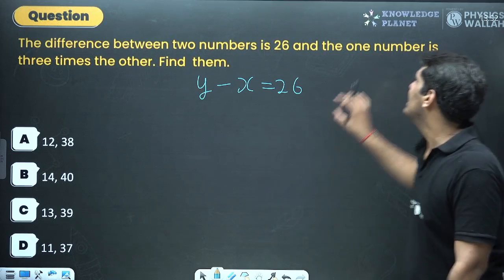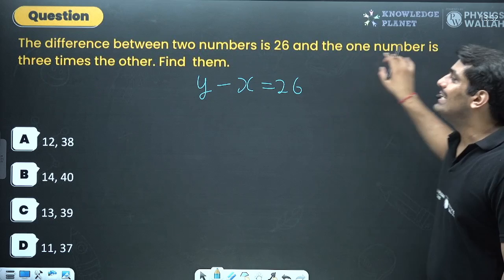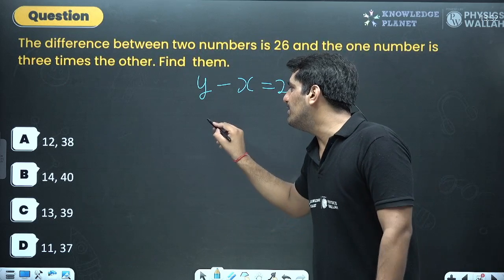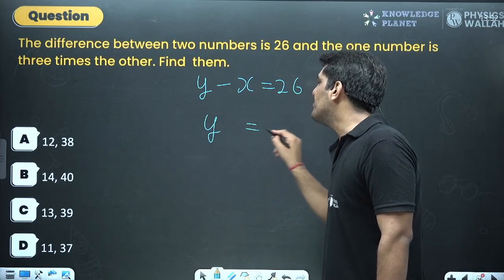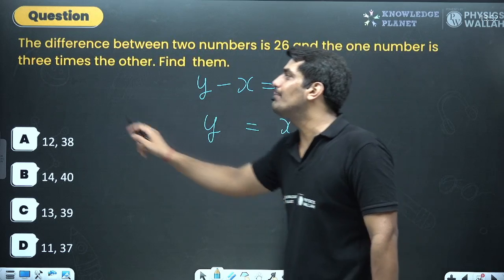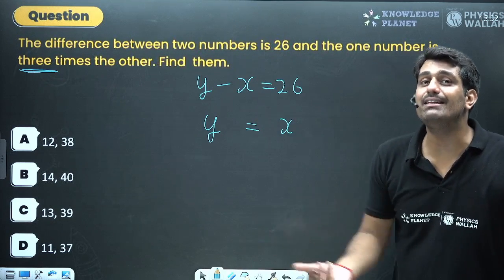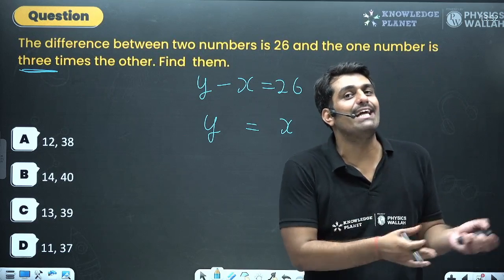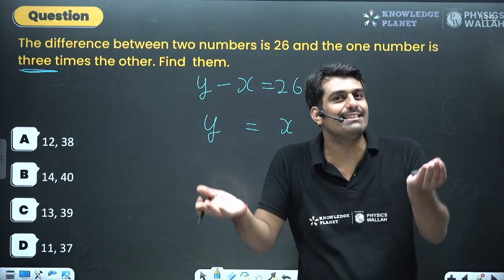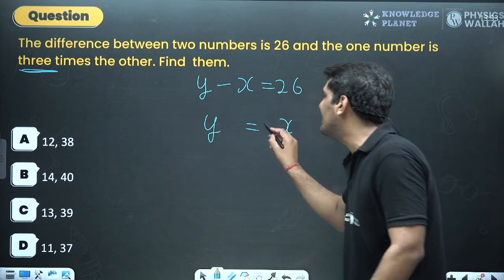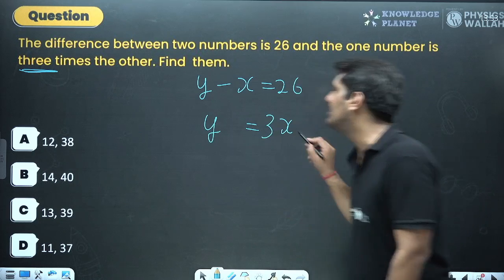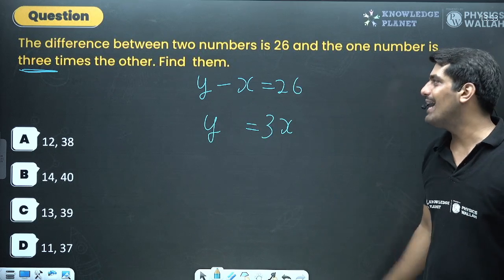Now they are saying one number is 3 times the other. So there is a relation between y and x. So where should I multiply 3? Because 3 times is there. Obviously on the smaller side, so as to make the beam balanced, something like this. So I'll multiply 3 on the smaller side, y equals 3x, and we have the two equations.